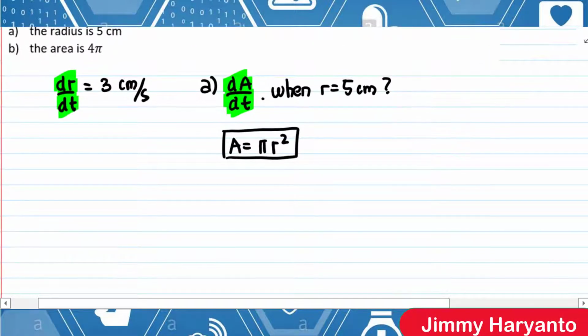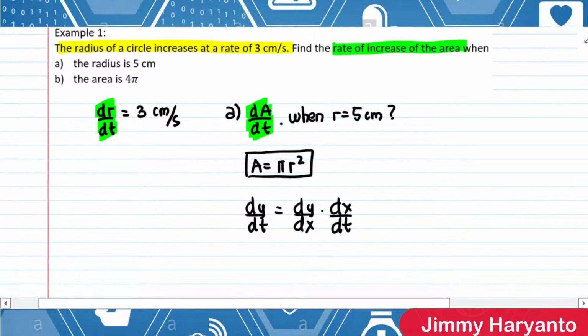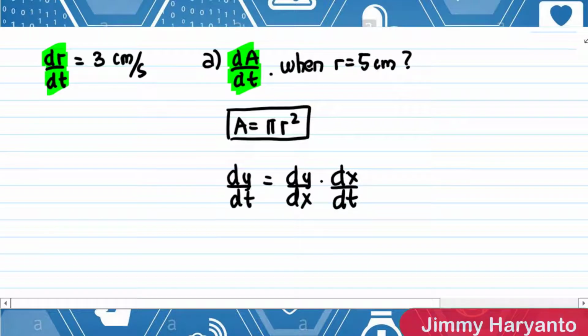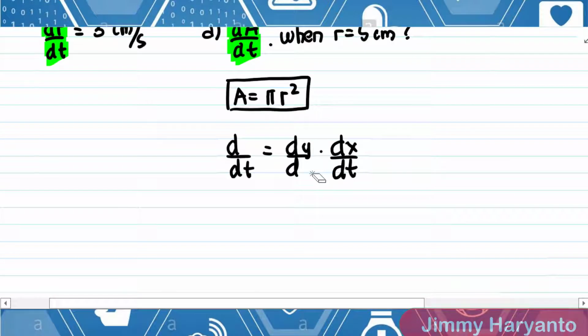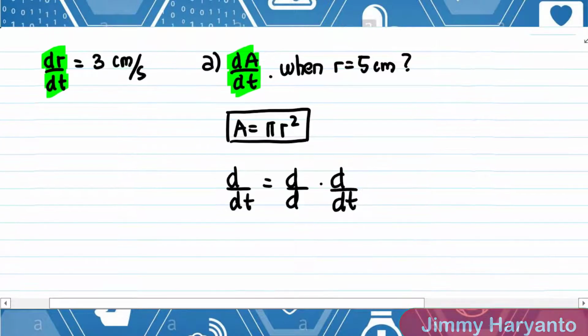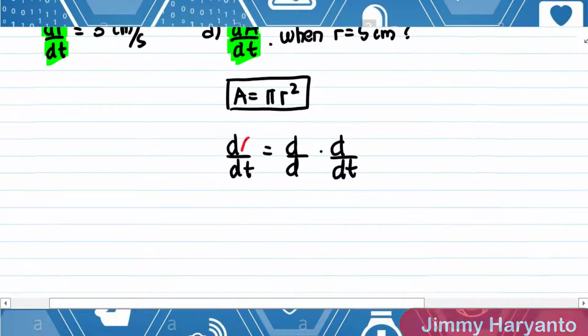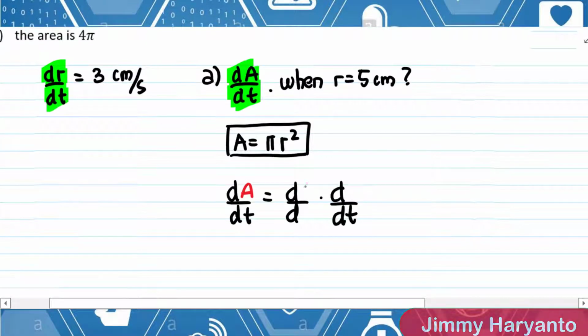So we already have a formula like this: dy over dt equals dy over dx times dx over dt. But for this word problem, it doesn't fit because we don't have y and x; instead we have area and radius, right? So we will change this formula a little bit. For example, I will change the y to area. So I will have dA over dt equals dA over dr times dr over dt.